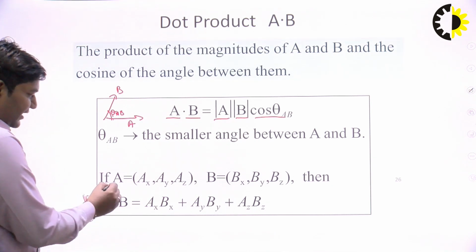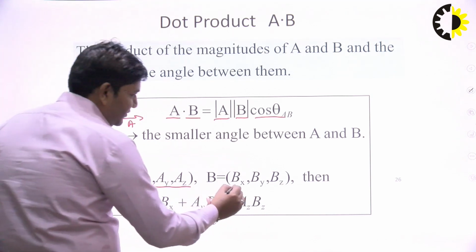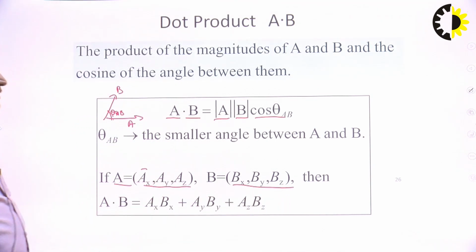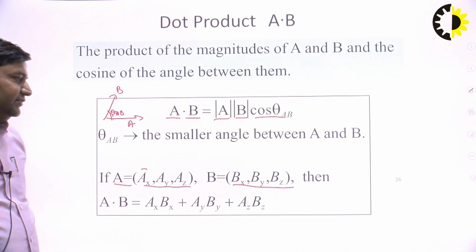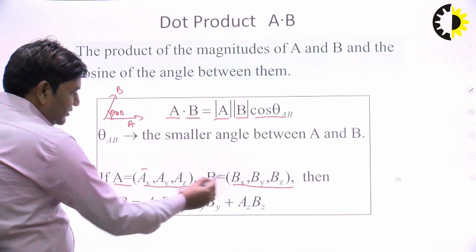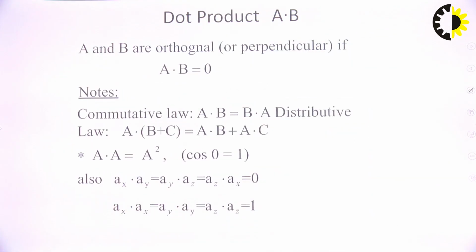So if a is defined as ax, ay, az, and b is defined as bx, by, bz, which are the magnitudes of the components of that particular vector, then a dot b is equal to ax into bx plus ay into by plus az into bz.